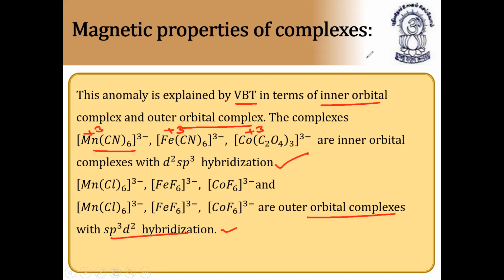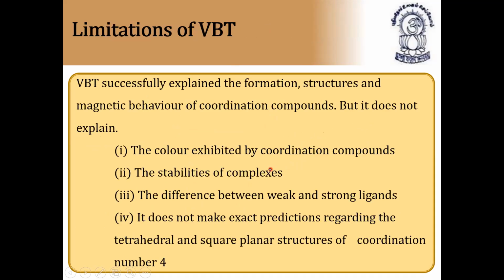So please note down. In general, how to identify which is inner orbital and which is outer orbital depends upon weak field and strong field. I will give you a list of weak field ligands and strong field ligands. What are the limitations of valence bond theory? Valence bond theory successfully explains the formation, structures, and magnetic behavior of coordination compounds, but it does not explain the color exhibited by the coordination compounds, the stability of complexes, and the difference between weak and strong ligands.